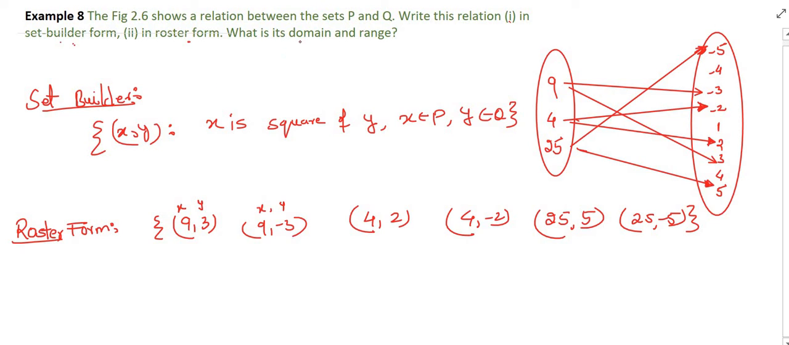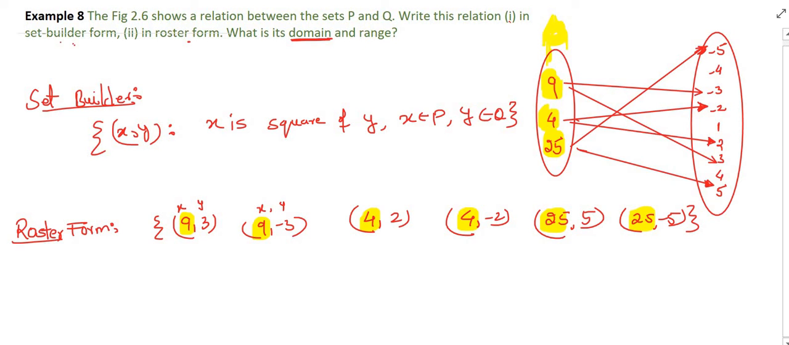Now they're asking what is domain. Domain is the first element of all pairs, right? So 9, 9, 4, 4, 25, 25 are repeated, so we write them just once. This is the domain: 9, 4, 25. Domain always comes from the first set. This is P, right? It comes from the first set: 9, 4, 25.